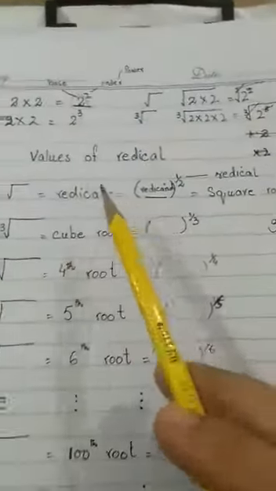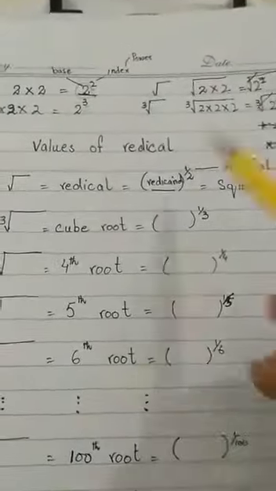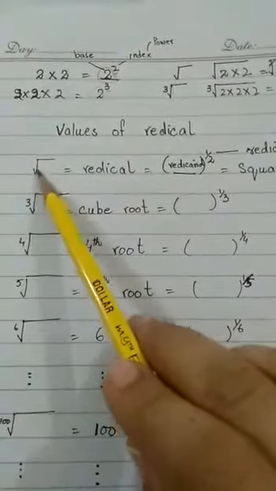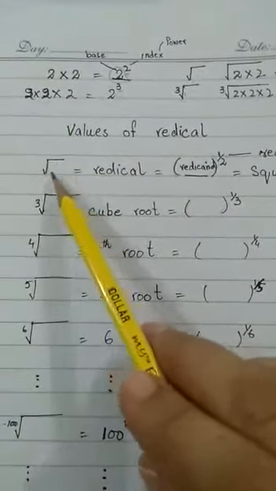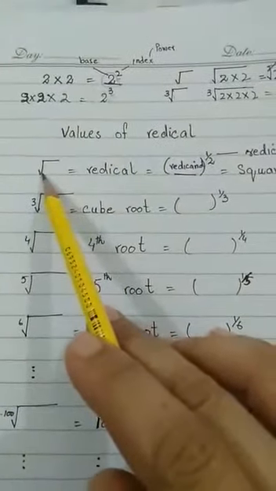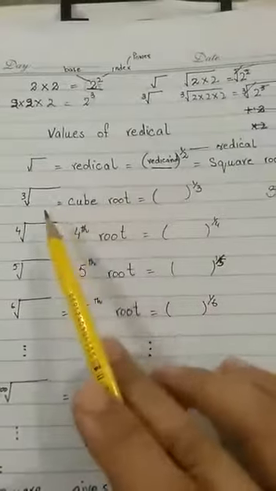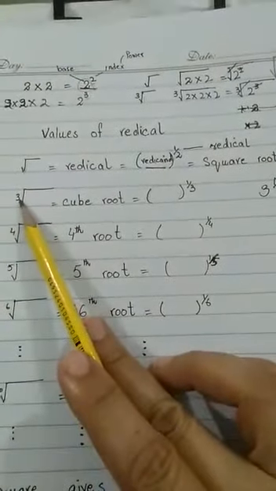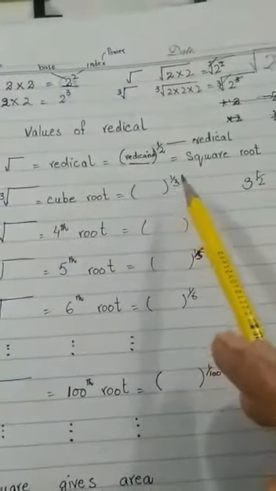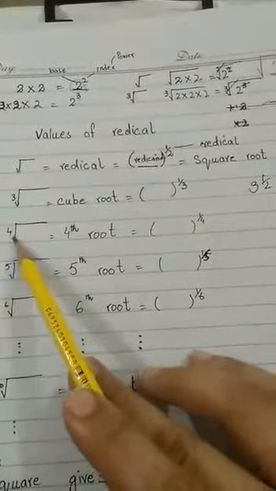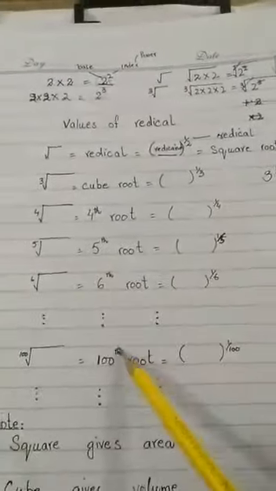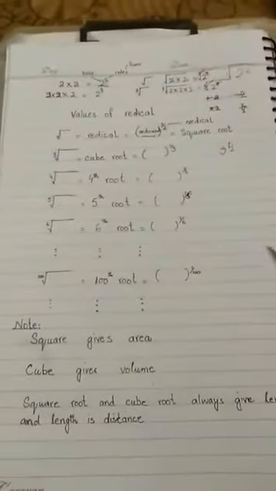Okay? Now I'm just going to explain the values of the radicals. When there is only the simple square root, it is called simple root. It is called square root. Clear? Its value is 1 by 2 in power. And when the radical is 3, we will say it is cube root and its value is 1 by 3. And when there is a fourth root, its power is 1 by 4, and so on. Okay, clear? This is the video.